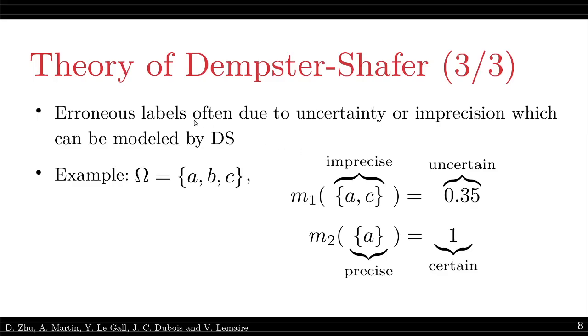The Dempster-Shafer theory offers the possibility to model the uncertainty and imprecision, which are often the cause of incorrect labels. For example, let us consider a frame of discernment which contains only three hypotheses, A, B, and C. The value of M1 here is imprecise because the belief is assigned to a non-singleton element of the power set, and uncertain because the belief is partial, it is not 1. The value of M2, however, is precise because the belief is assigned to a singleton, and certain because the belief is total. Other beliefs are then necessarily null due to the normalization rule.